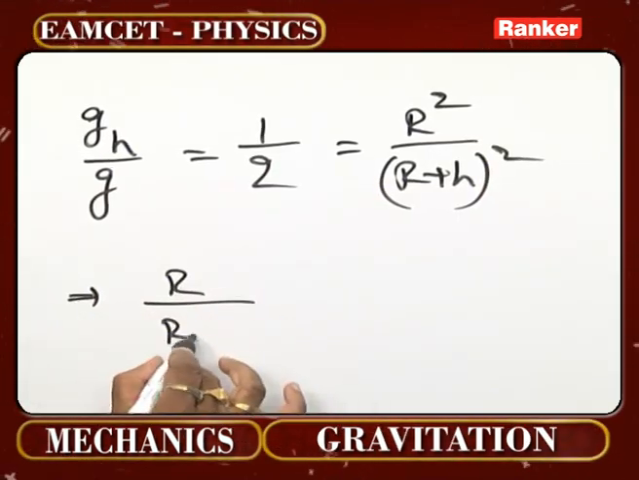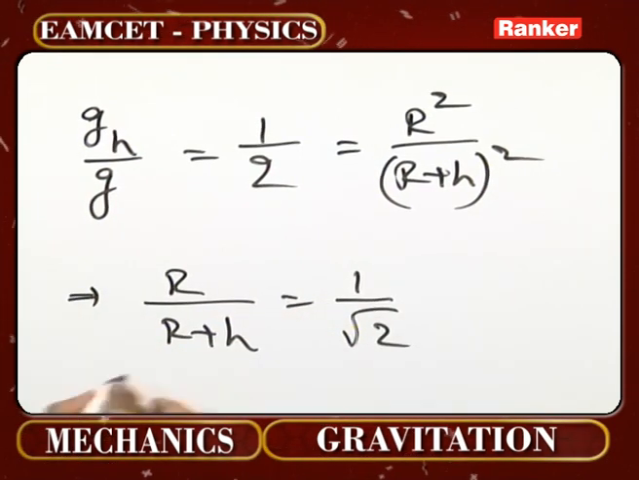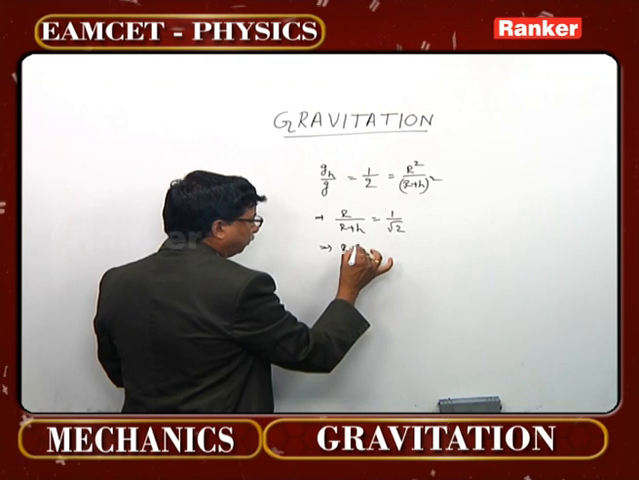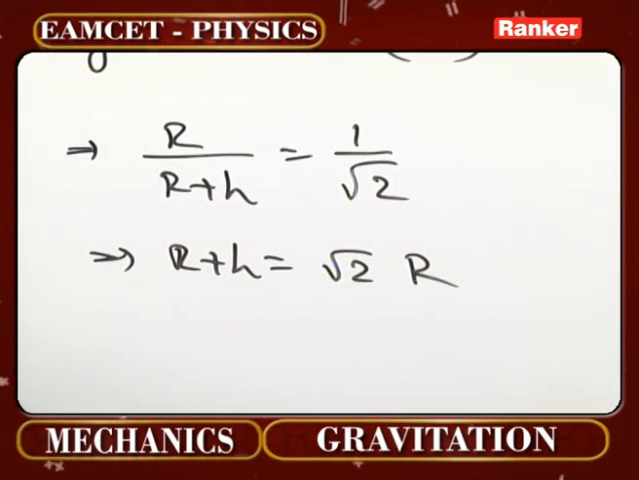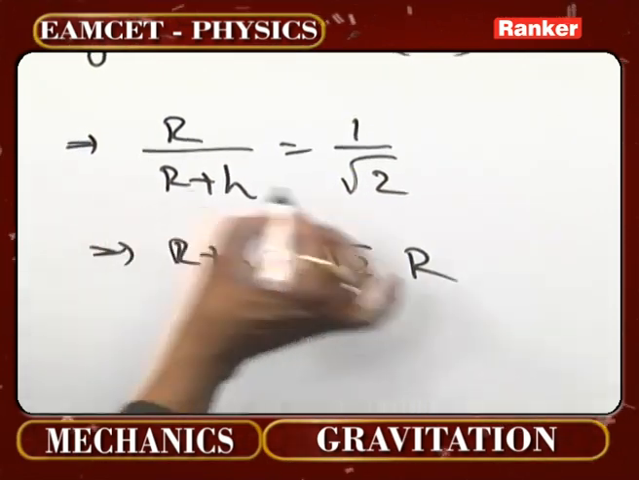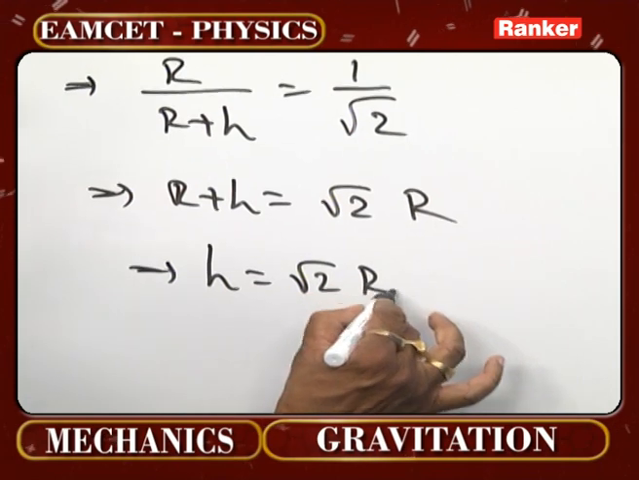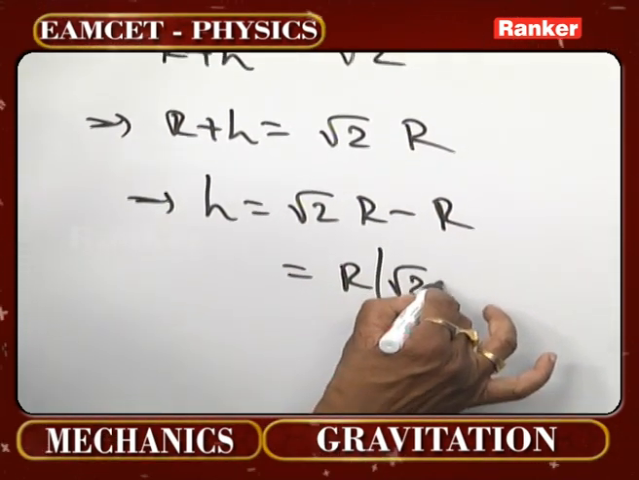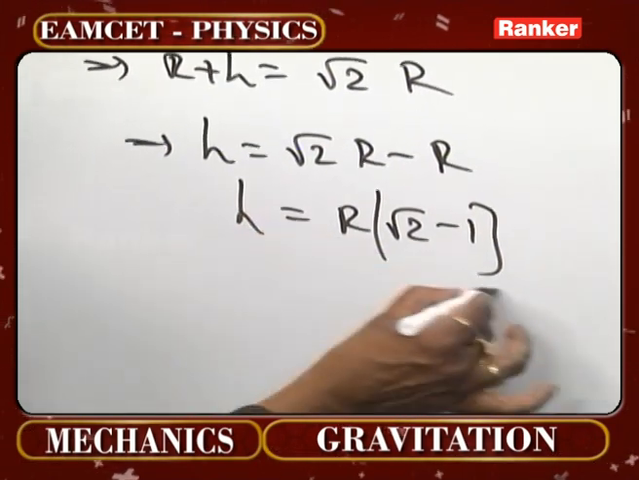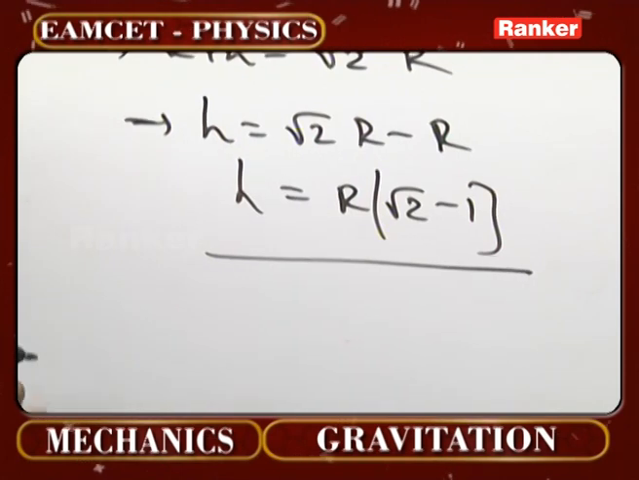R by R plus H can be written as 1 by root 2. Now cross multiply this one. R plus H is equal to root 2 times R. That is the concept. Now if you bring this R that side, H now becomes root 2 times R minus R. Taking R common, root 2 minus 1. That is actually the equation. So H is equal to R into root 2 minus 1.